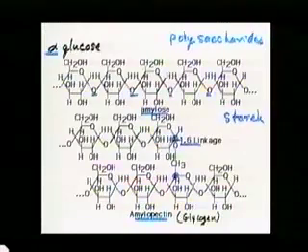Another form of starch occurs when, occasionally, instead of everything hooking together in a continuous straight line, we get one from a carbon 1 hooking to a carbon 6 structure. That's called the 1,6 linkage. Not that you need to worry about that. But when we do that, we make another starch called amylopectin.